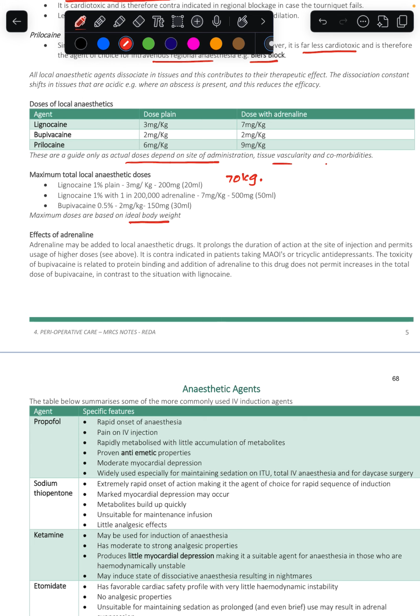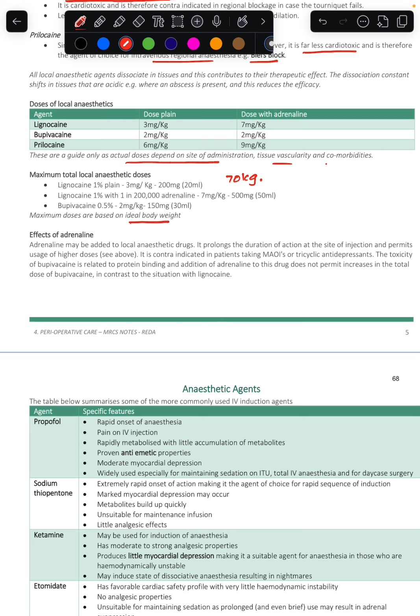With lignocaine, if you go with 7 mg per kg with adrenaline, for up to a 70 kg person, it is 490, divided by 10, so 49 ml, so around 50 ml. The bottle is of 40.